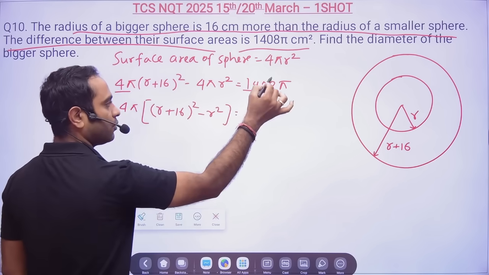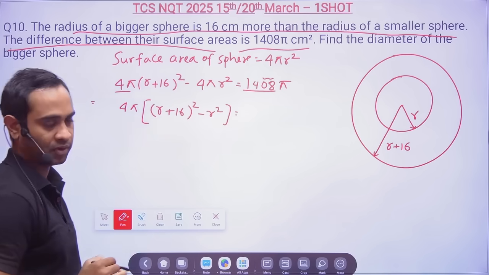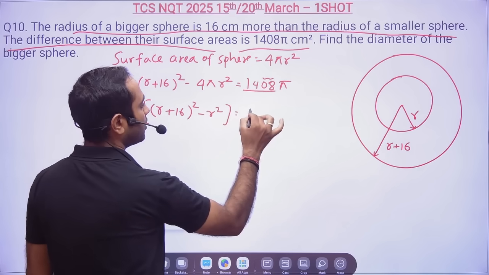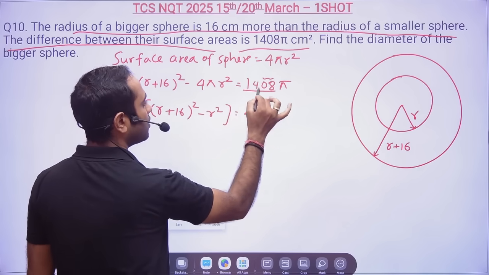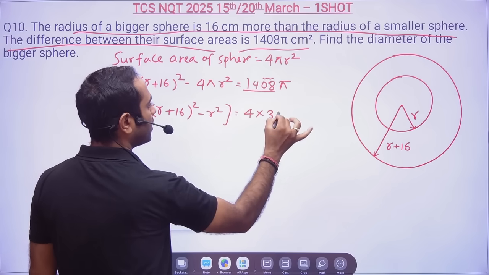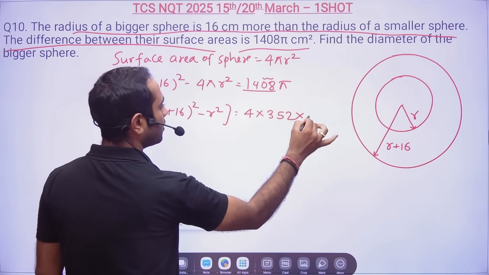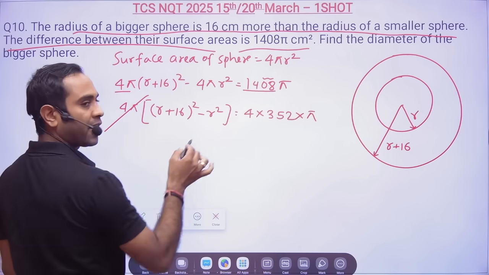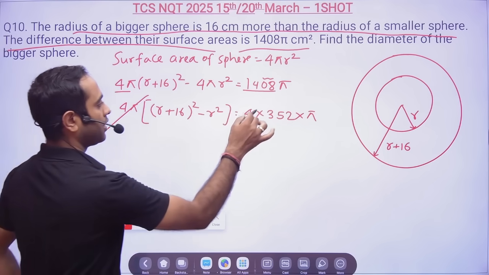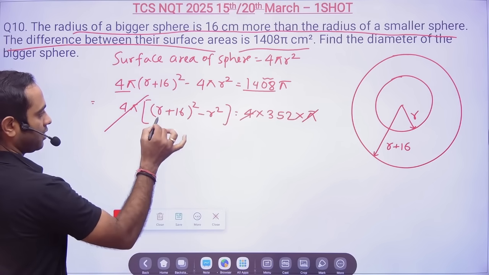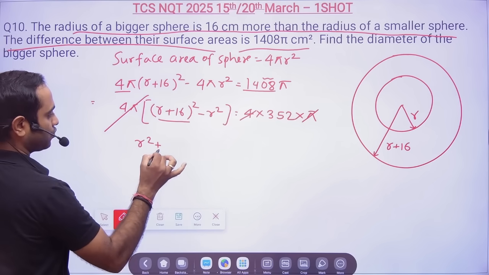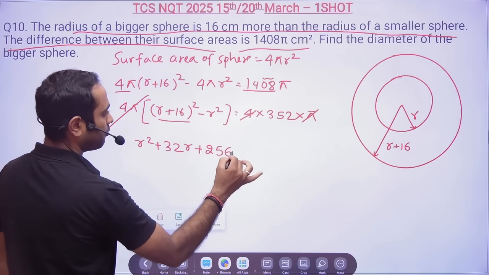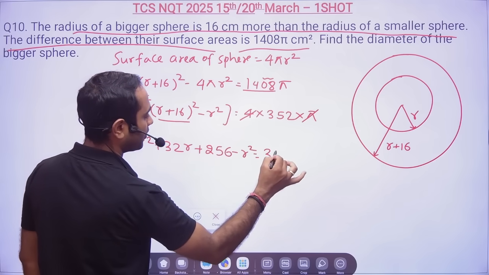And from here also, because this number is divisible by 4, the last 2 digits are divisible by 4, that means the complete number is divisible by 4. So I can write 4 into 352, which is 1408. Now you see 4 pi, and this side 4 pi is cancelled. (a plus b) whole square is a square plus 2ab plus b square. So r square plus 32r plus 16 square, which is 256, minus r square is equal to 352.